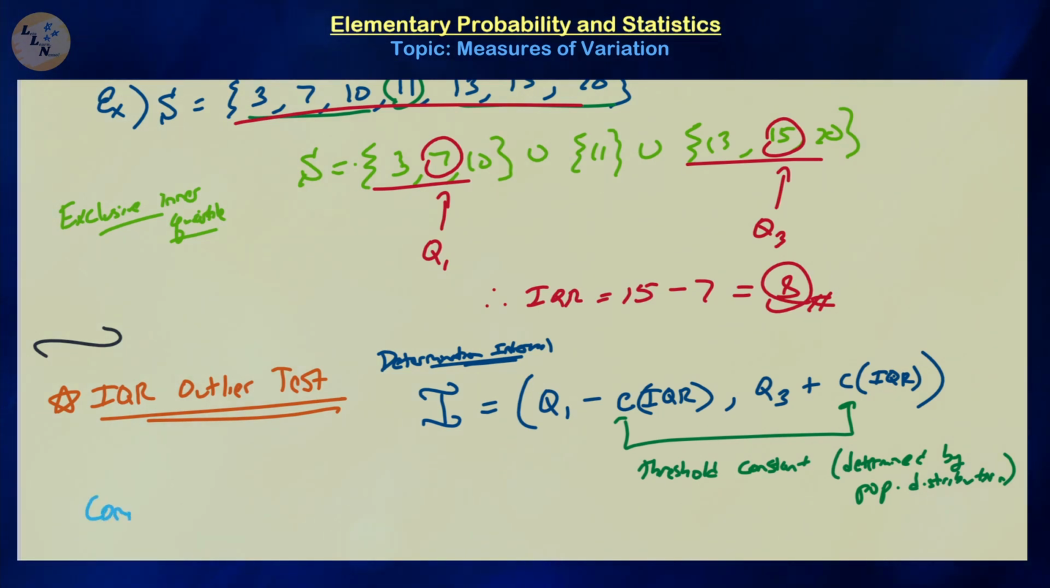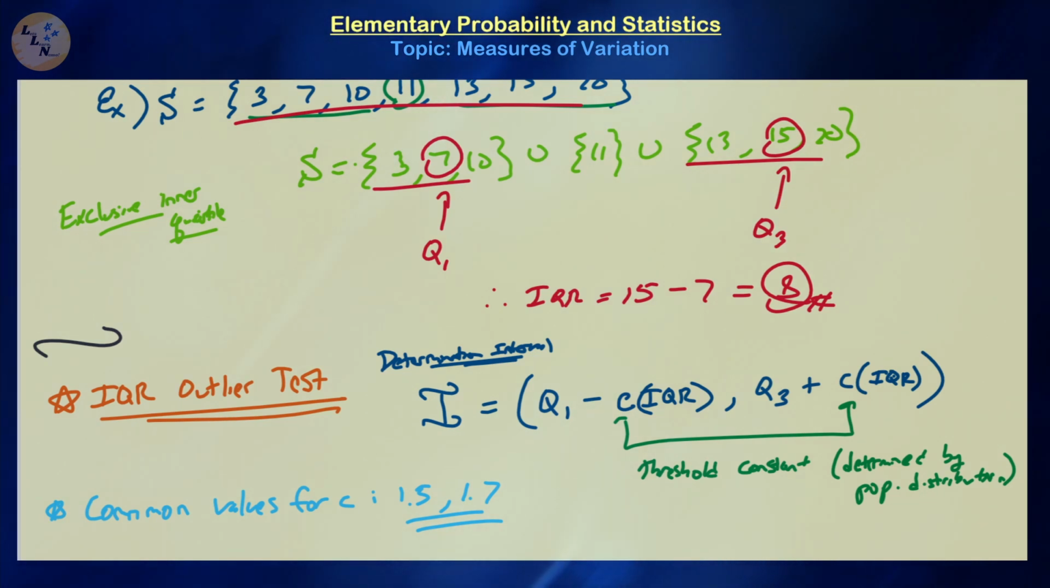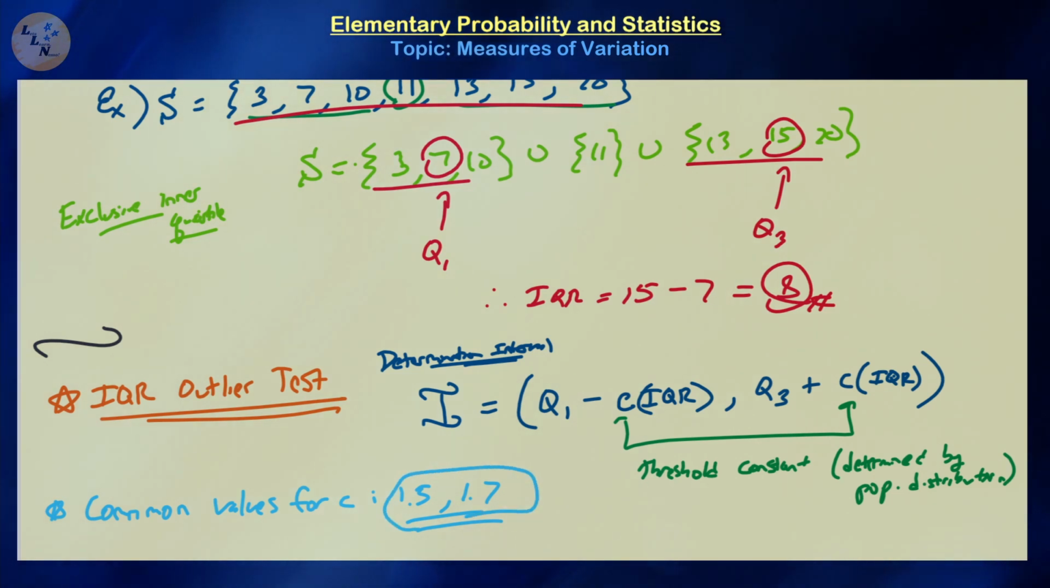Some common values for C are 1.5 and 1.7. These are usually associated to what we call normal distributions or symmetric distributions or bell curve distributions, if you've heard of them. But we're not going to get into how these numbers are connected. Usually these values are going to be given to you, and then you have to construct your IQR outlier test determination interval and then go from there.